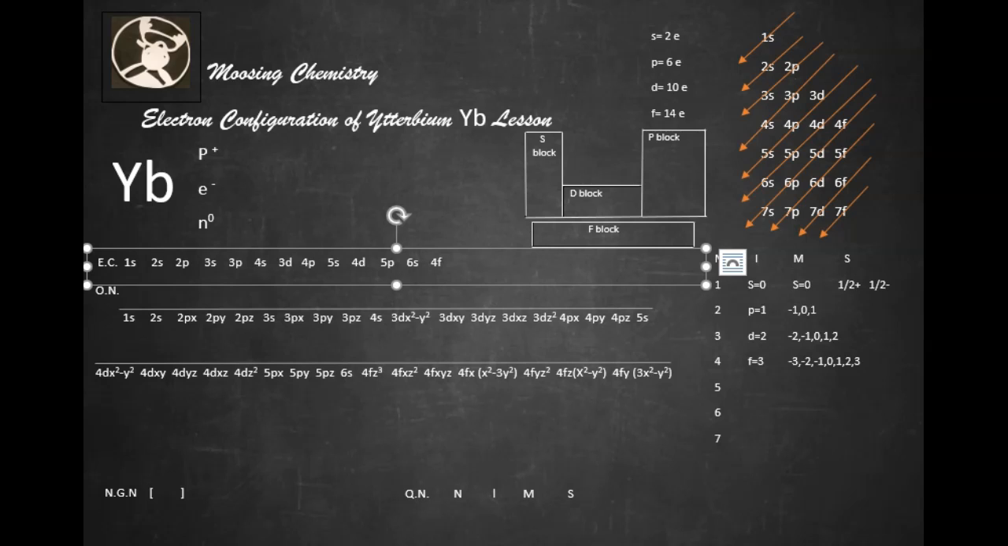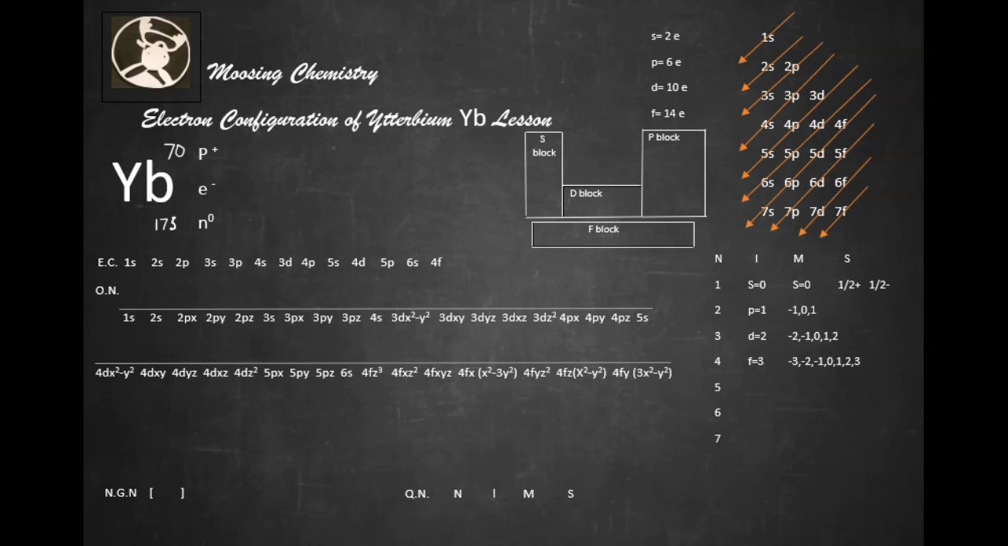This is the electron configuration of Ytterbium, Yb, lesson. I hope I said that one right. Okay, well, Ytterbium happens to be element number 70, so we're going to have 70 for our atomic number, and the atomic mass number is going to be 173.